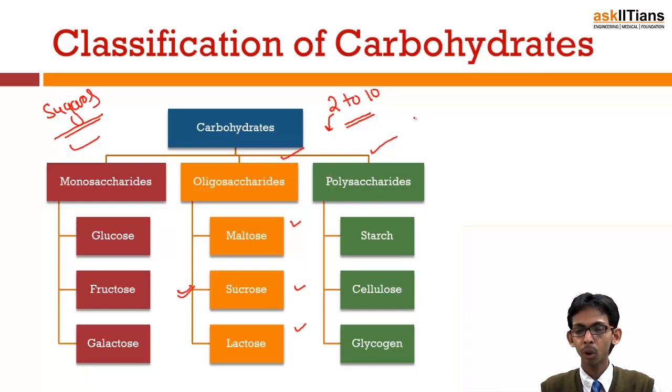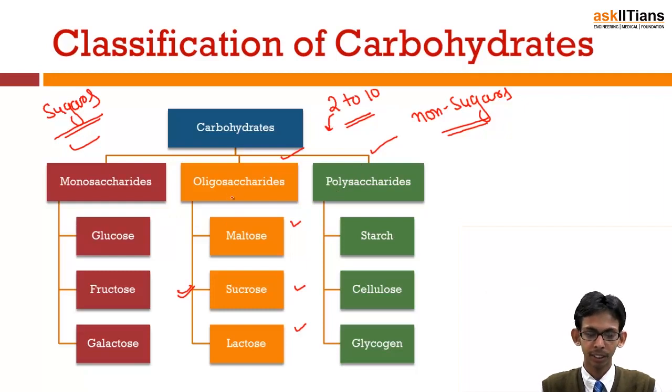Polysaccharides are known as non-sugar carbohydrates, because they are not sweet in taste as well as they do not dissolve in water. They do not show the properties which generally monosaccharides, disaccharides and oligosaccharides show, and these include starch, cellulose and glycogen.